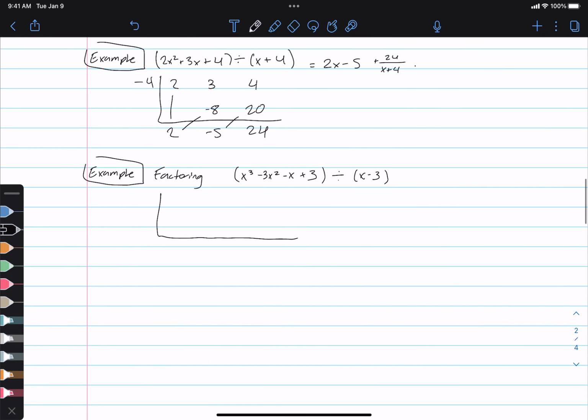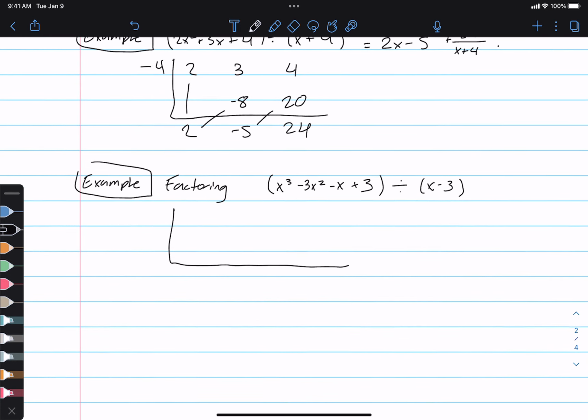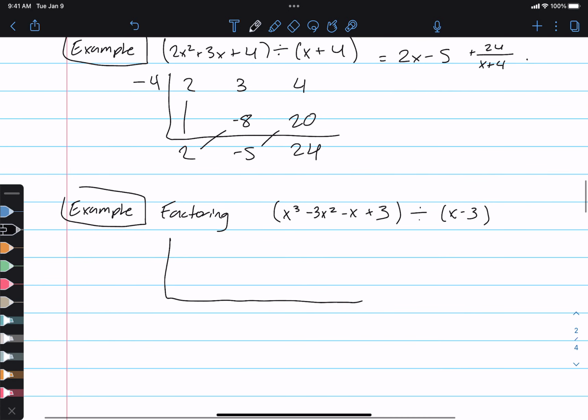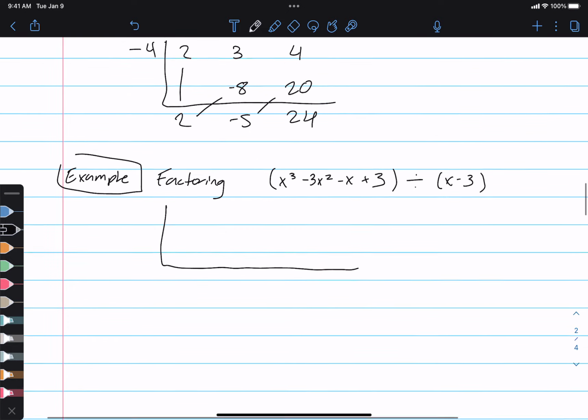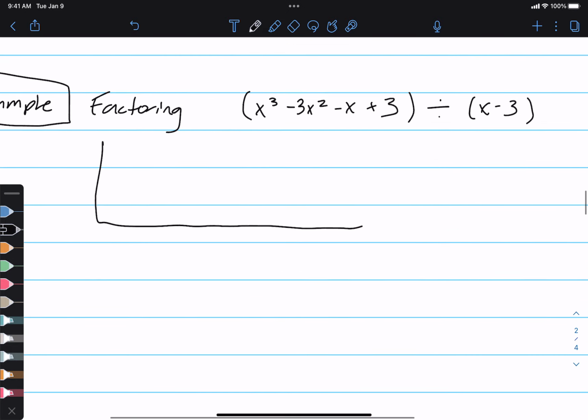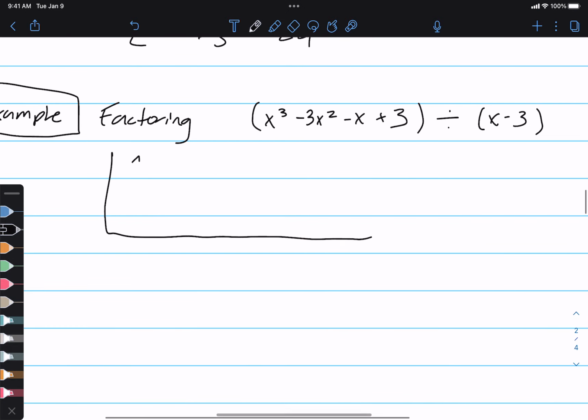So we're going to do one more example with synthetic division, and that's going to be in the case that it divides nicely. So if we have, in this case, x minus 3 is actually a factor of this one, and we're going to get a remainder of 0. And that's actually what it means to be a factor, is you're going to have a remainder of 0 when you divide. So first up, we are going to write our coefficients in order. So 1, negative 3, negative 1, 3.